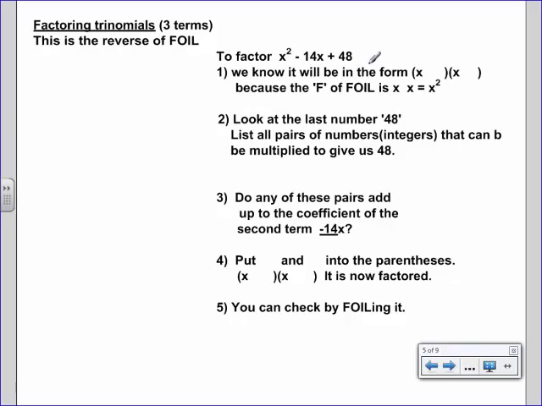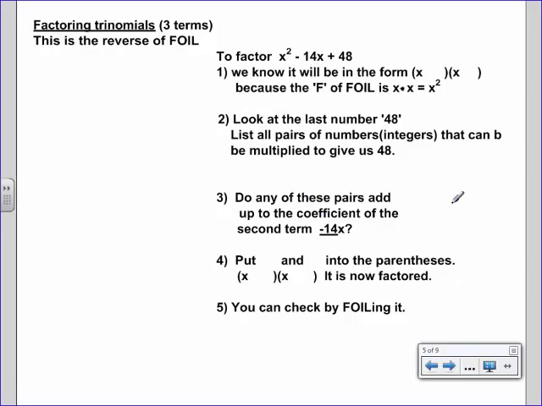Okay, we'll try another one where we have a positive for a last term and a negative or minus here. Again, we know it's going to be x and x because that's the only way we can get our x squared out when we FOIL. We've got to think of all the numbers that, when multiplied, give us 48, and when added give us negative 14.